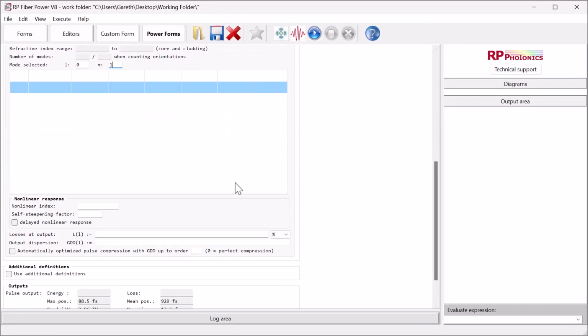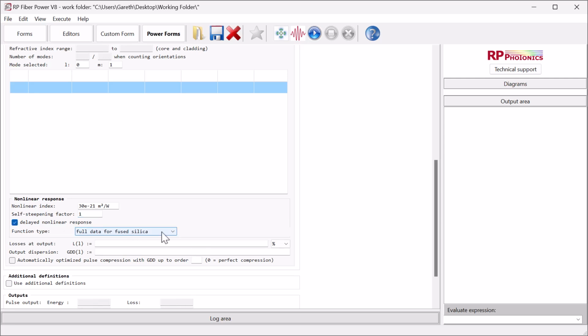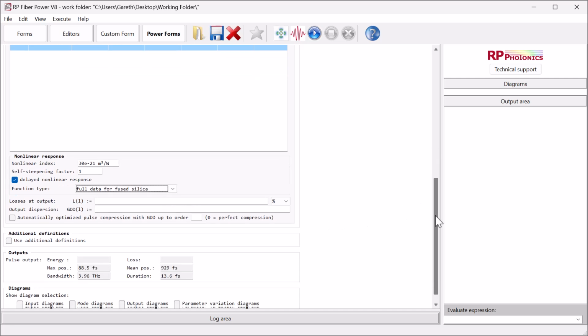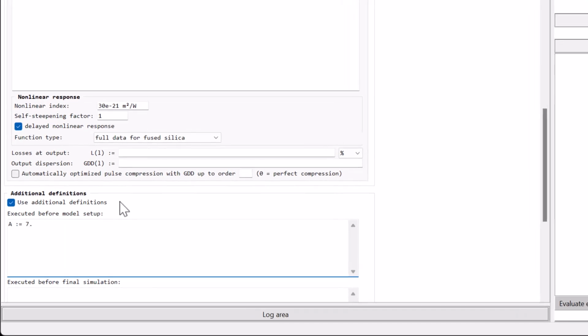We set the nonlinear index to 30 times 10 to the negative 21 square meters per watt, a self-steepening factor, and a delayed nonlinear response for fused silica. This may not be extremely accurate given the 3% germanium dioxide, but is sufficient for this experiment. Lastly, since the pulse spectrum may broaden into the spectral region beyond 2 microns, we need to include the absorption that is usually found there.